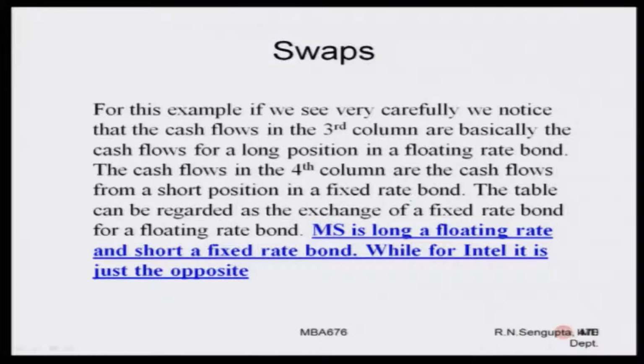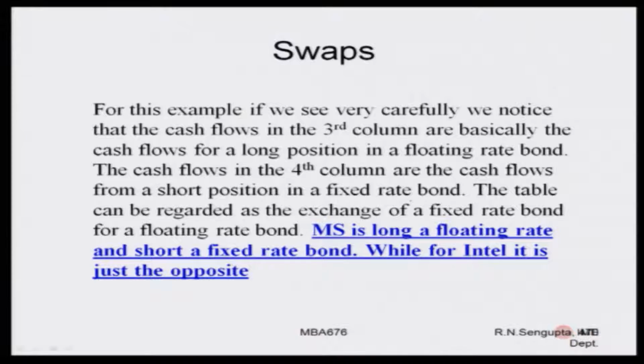For this example, if you see very carefully, we notice that the cash flows in the third column are basically the cash flows for a long position in a floating rate bond. The cash flows in the fourth column are the cash flows for a short position in a fixed rate bond. So, obviously, the cash flows are for a long and a short, but the interest rate based on which you are doing the calculations is fixed or floating.